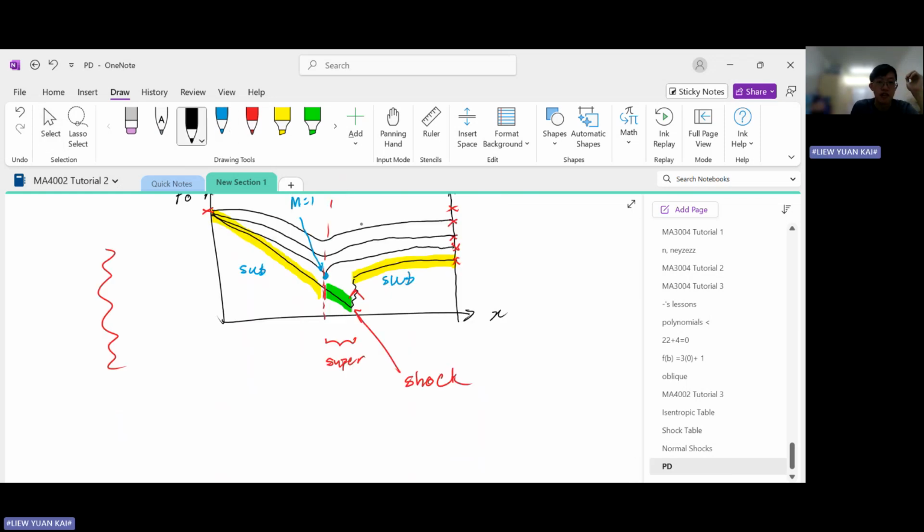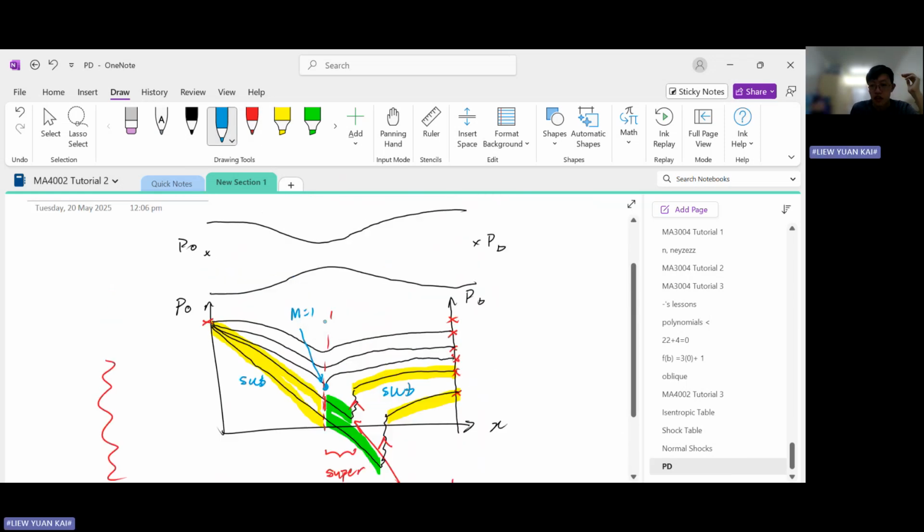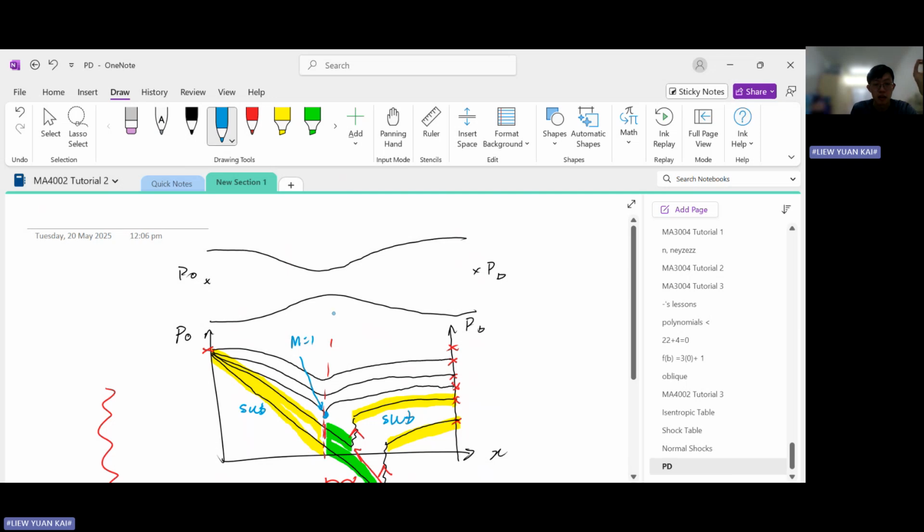And then if you lower the back pressure any lower, your shock will simply move towards the right in this arrangement. It will keep going down, the shock will occur somewhere here, and then the pressure will return to the back pressure. So again, this will be subsonic, followed by supersonic, followed by the shock, and then followed by a subsonic region. So this is what happens when you lower the back pressure for a converging diverging nozzle.